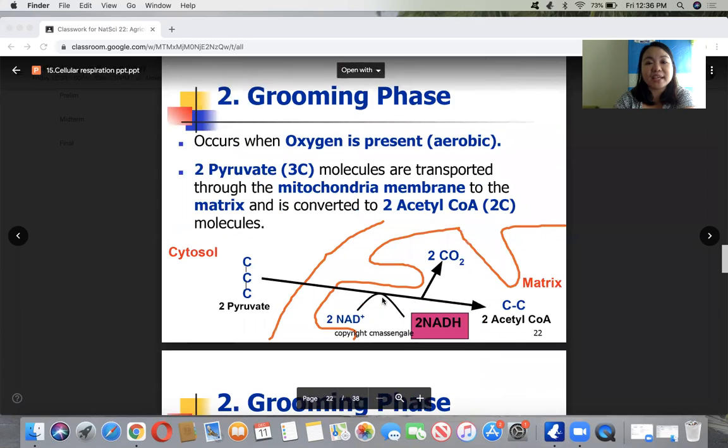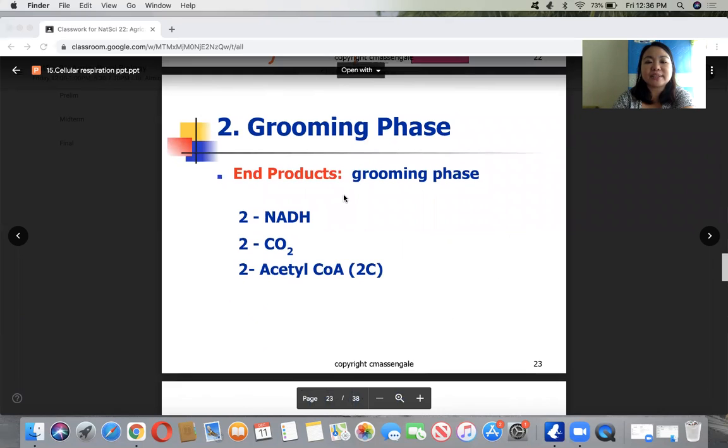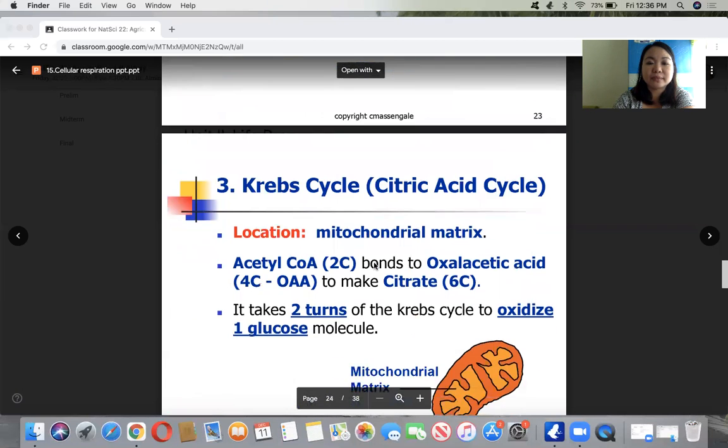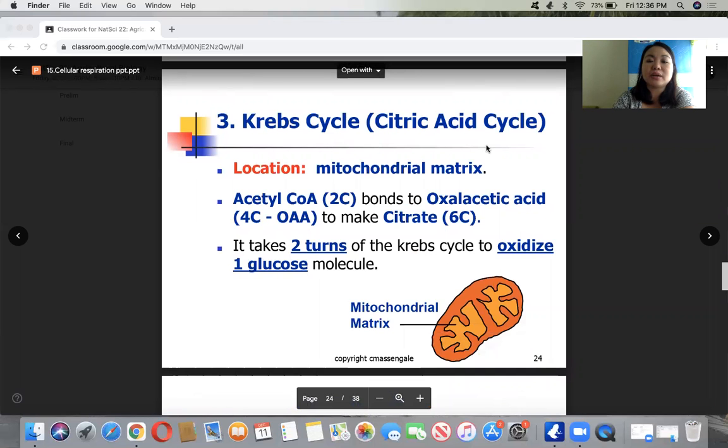So the second phase is the bridging phase, which occurs when oxygen is present, in aerobic respiration. So the 2 pyruvate 3-carbon molecules are then transported into the mitochondrial membrane to the matrix, converted to 2 acetyl coenzyme A with 2 carbon molecules. And in the bridging phase, therefore, we have 2 NADH, 2 carbon dioxide, and 2 acetyl coenzyme A as the product. The third phase is the Krebs cycle, or the citric acid cycle.